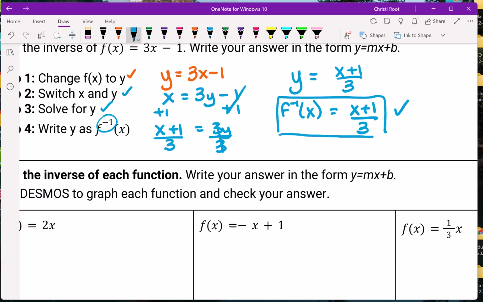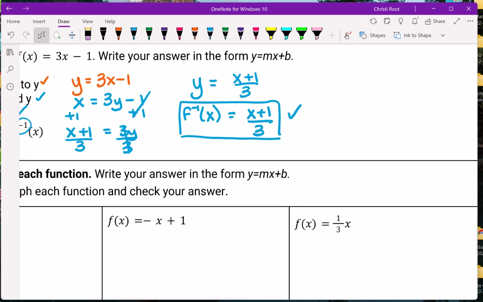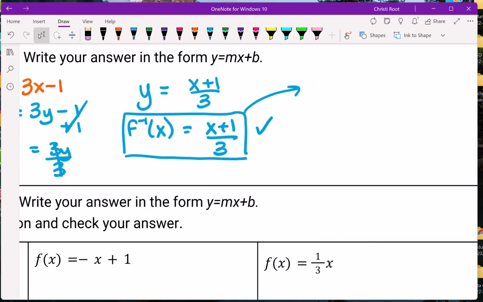I just want to make sure that you're prepared for a second option, just in case your ACT or your benchmark gives you a different option. So let's say that you don't see that as one of your choices. What you're going to do is put a 1 in front of that x, okay? So it's 1x plus 1 over 3. And then you're going to separate it. So you have 1x over 3 plus 1 over 3.